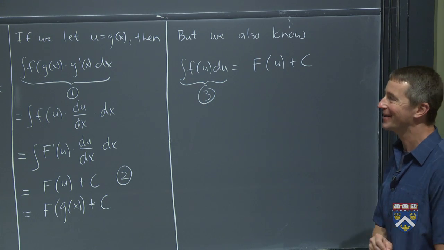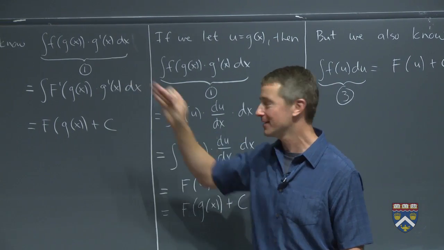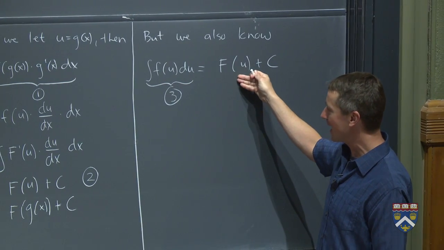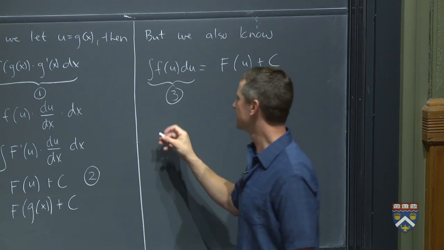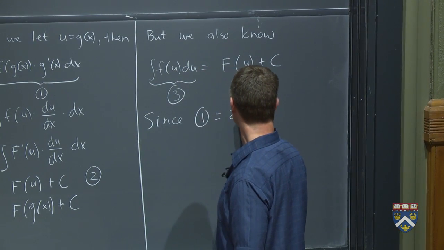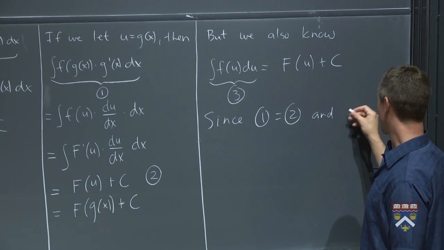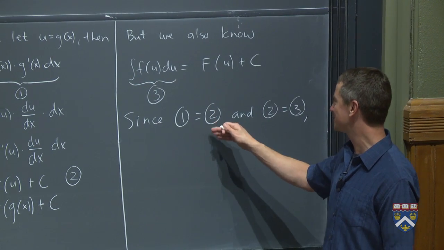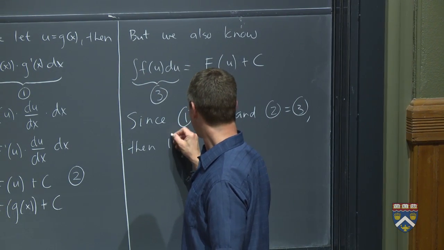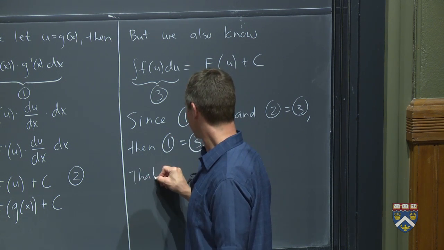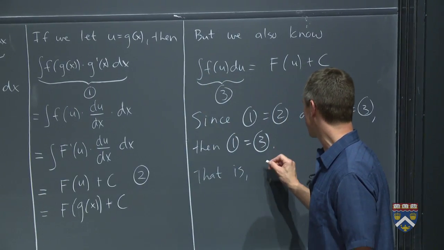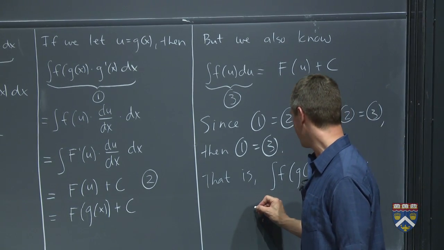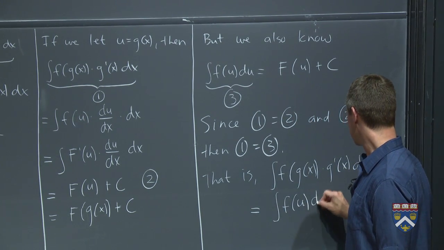So what have we figured out? We have figured out that expression 1, what we're trying to find, is equal to expression 2. And we have figured out that expression 3, big F of u plus c, is equal to expression 2. So since 1 equals 2 and 2 equals 3, then by this fancy thing called the transitive property of equality, if 1 is the same as 2 and 2 is the same as 3, then what must be true? Then 1 must be the same as 3. That is, what was 1? 1 was this thing we're trying to compute, f of g of x times g prime of x dx, and it is the same as, in other words, equals the integral of f of u du.